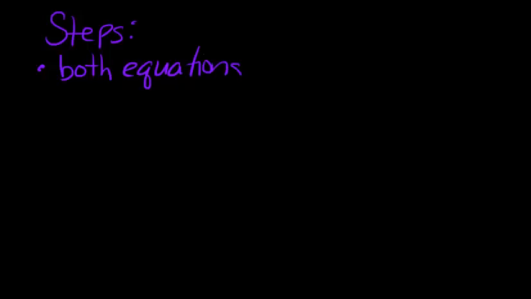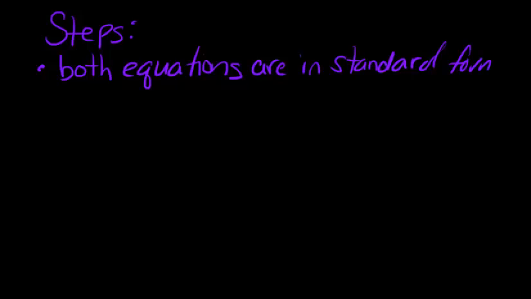Okay, let's review the steps. The first step is to make sure both equations are in standard form. Remember that from when we very first began solving with elimination? Okay, so both equations need to be in standard form. The second step is to select a variable to eliminate. You look for opposites, the same, if you could use a negative 1, or if it's going to be a more complicated process of multiplication before you can eliminate.